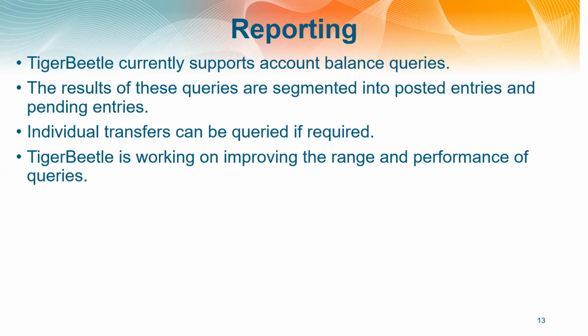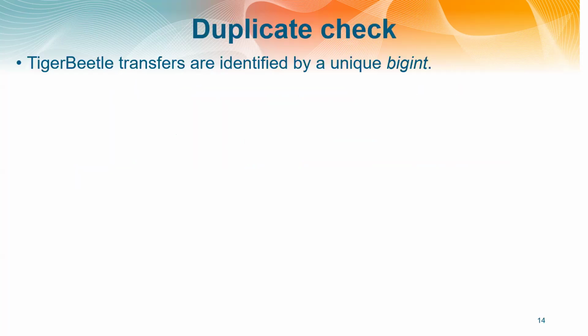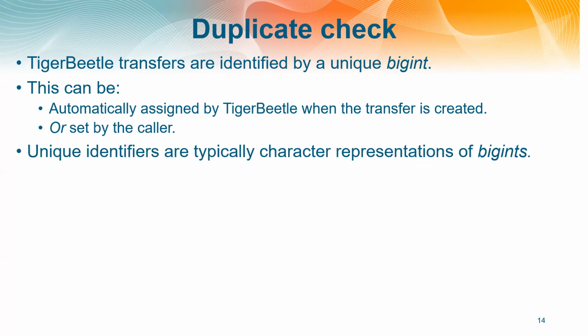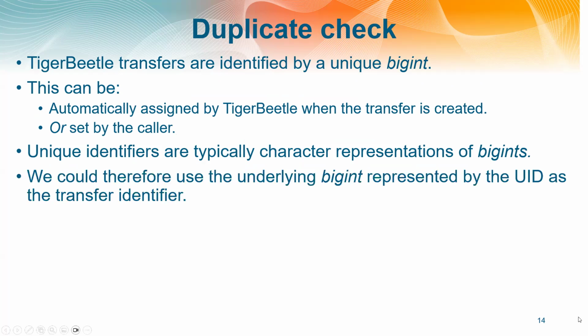Okay, so now let me think about the duplicate check. TigerBeetle transfers internally are identified by a unique big int. This can be automatically assigned by TigerBeetle when the transfer is created, or it can be set by the caller. Now, unique identifiers, like UUIDs or ULIDs, are typically character representations of big ints. And we could therefore use the underlying big int represented by the transfer's unique identifier as the transfer identifier in TigerBeetle.